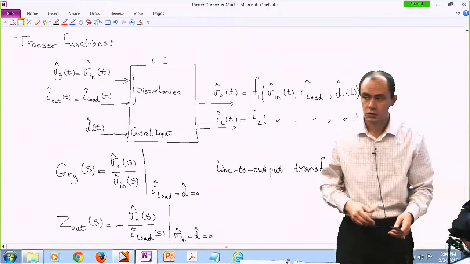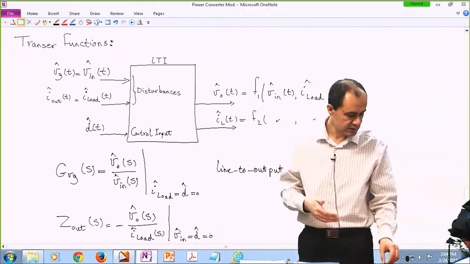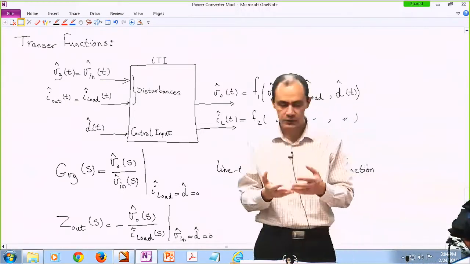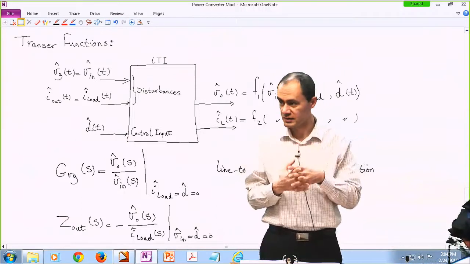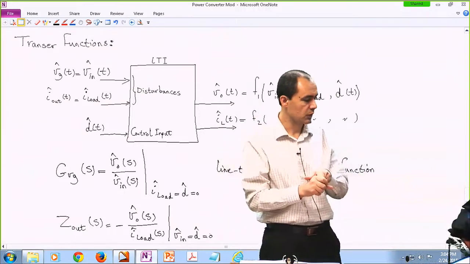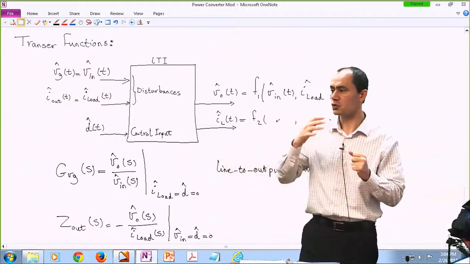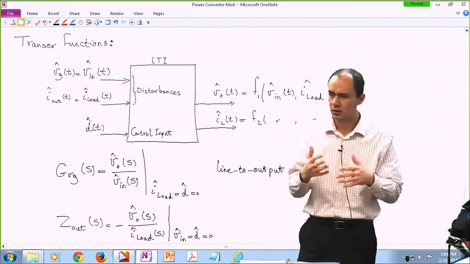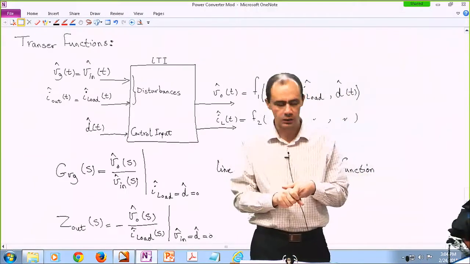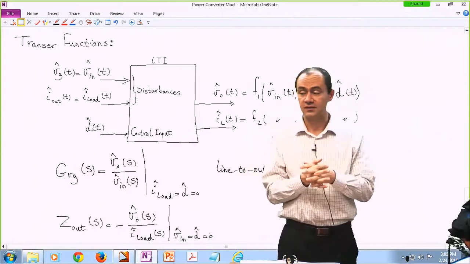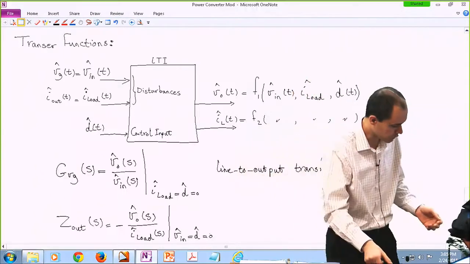All right, so we keep the other 2 inputs constant. Duty cycle is constant or not perturbed. The input voltage is constant and not perturbed. I only perturb the current that my converter is drawing, my load is drawing, or in other words, I'm basically manipulating the load and see how that would affect the output voltage. So it's called the output impedance.